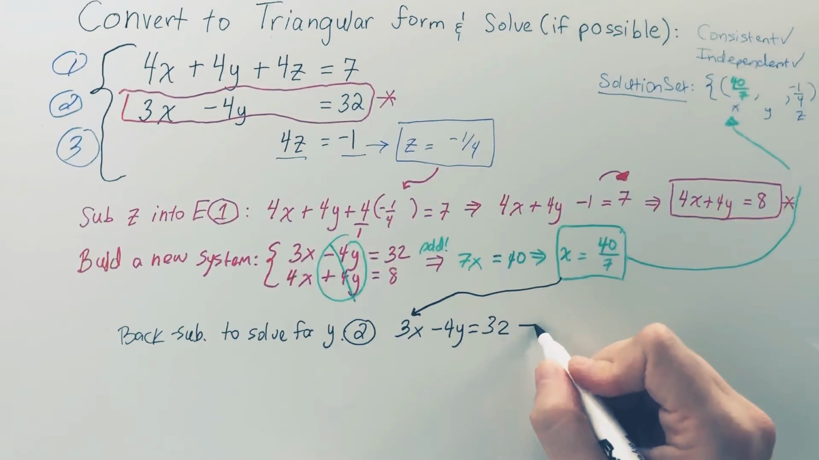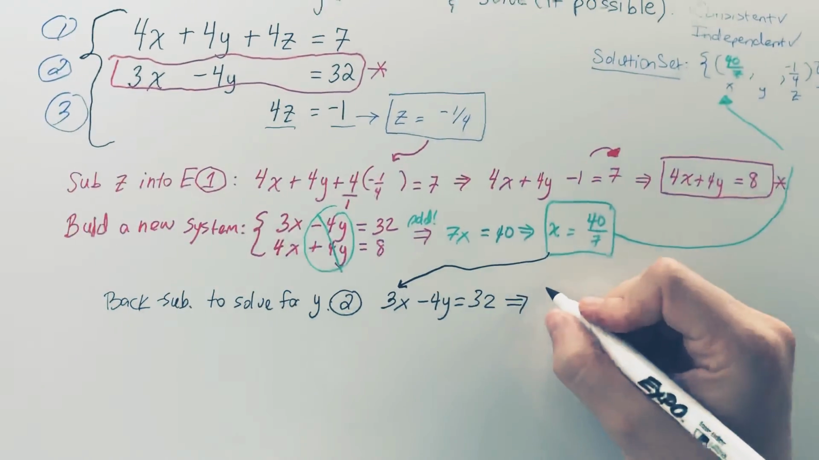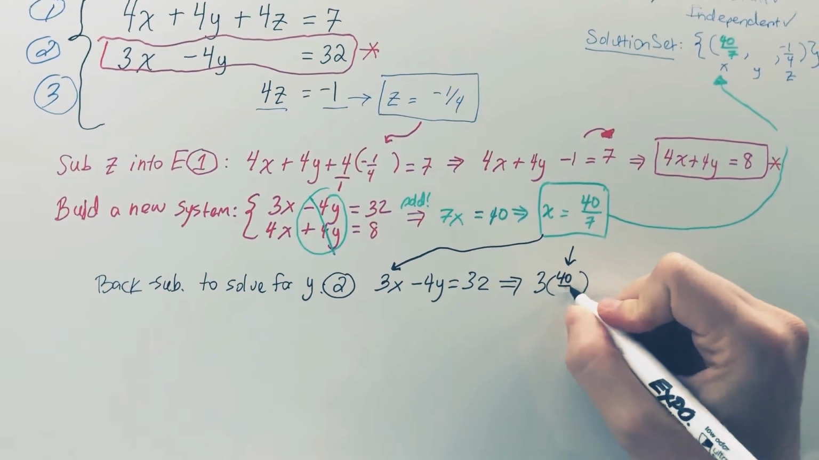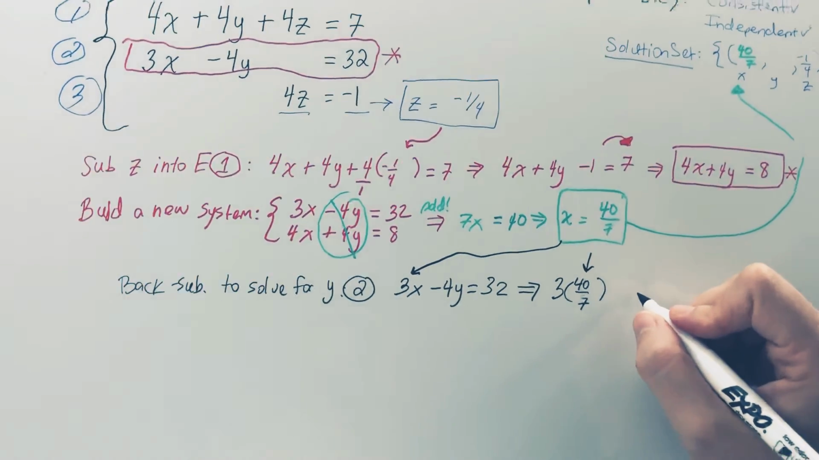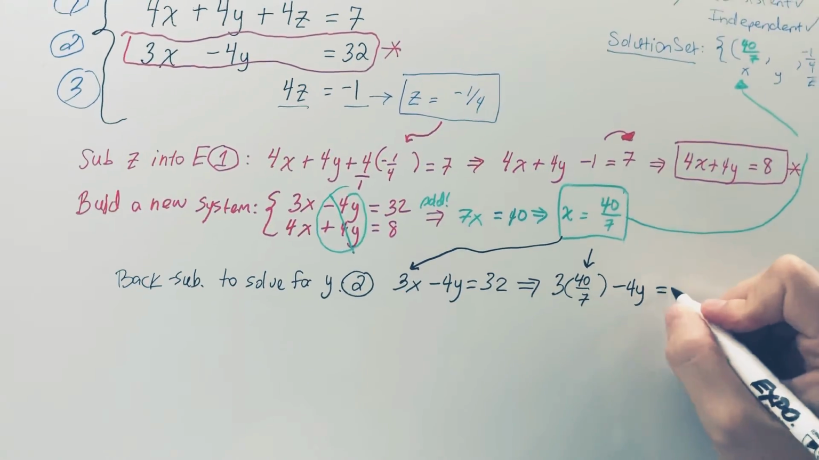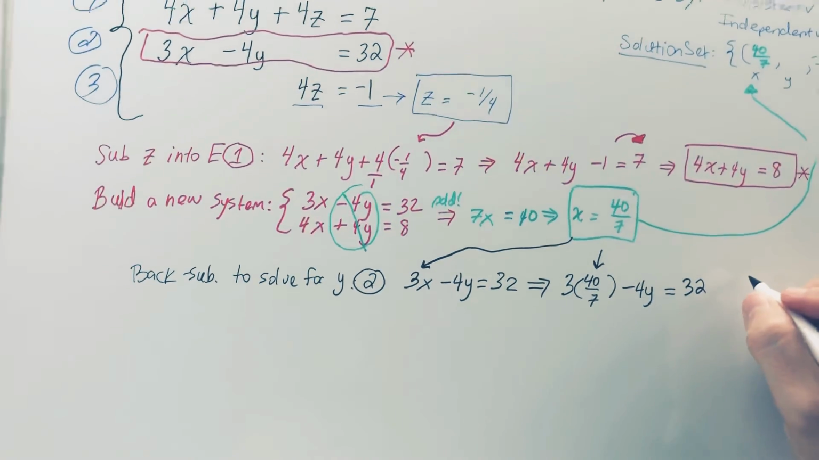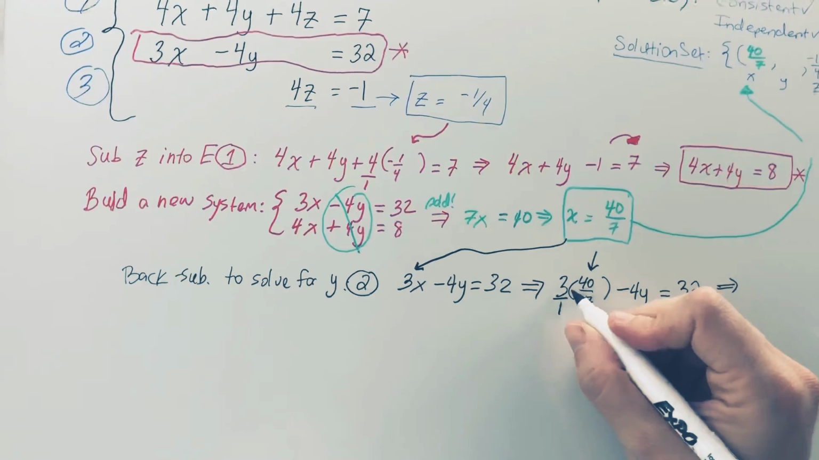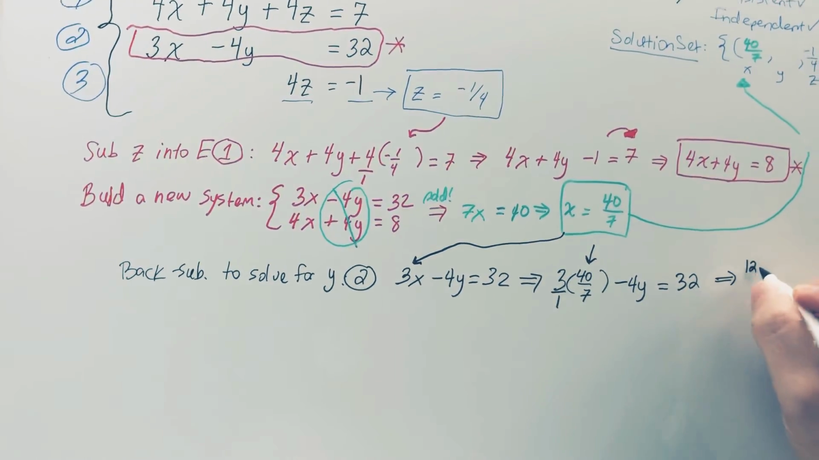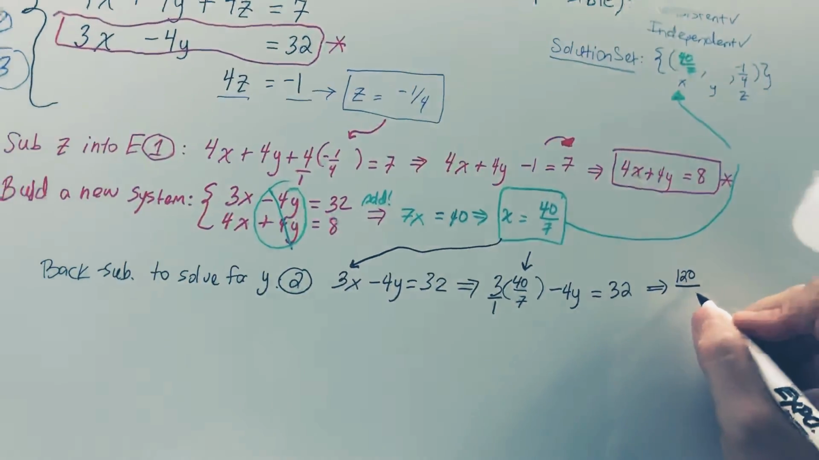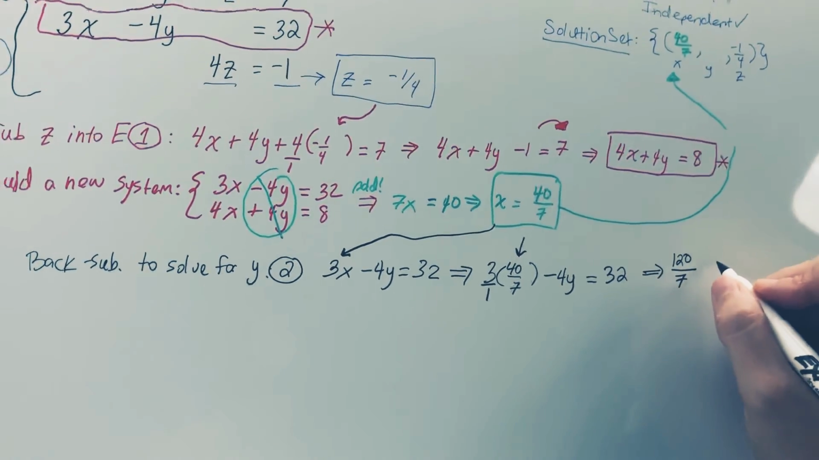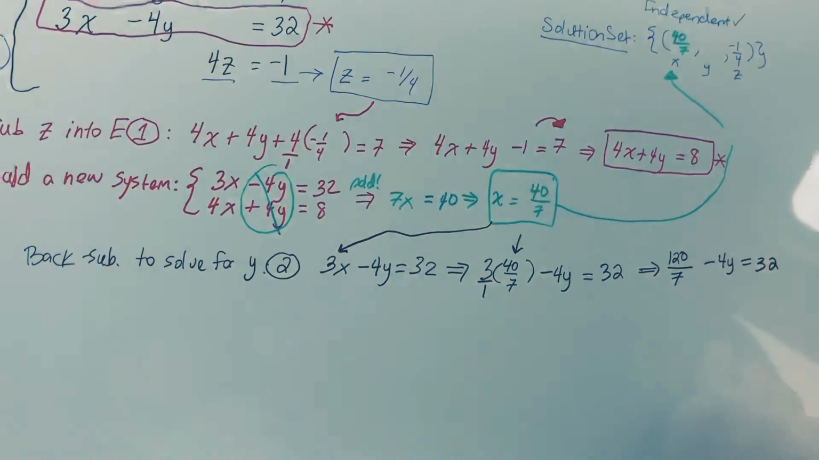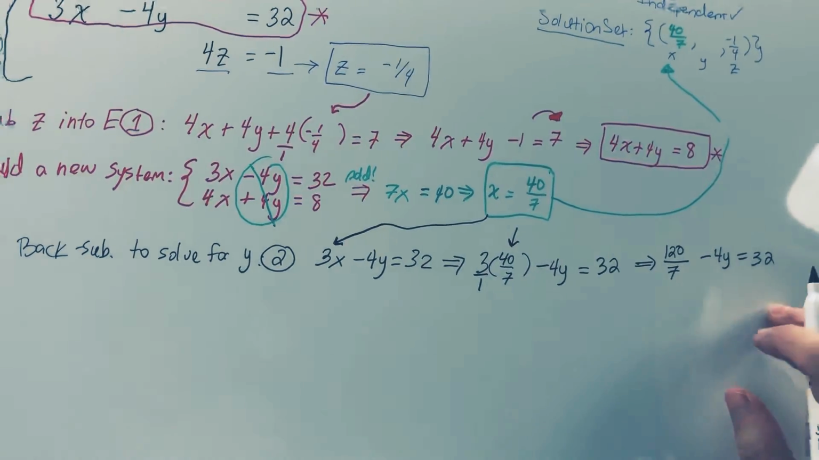So this new equation 2 should become 3 times something, in this case 40 over 7, minus 4y equals 32. And now if I multiply and isolate y, 3 is really 3 over 1, so I would have 3 times 40, which is 120 over 7 minus 4y equaling 32. Now you could get rid of the fractions, clearing fractions, by multiplying everything by 7.